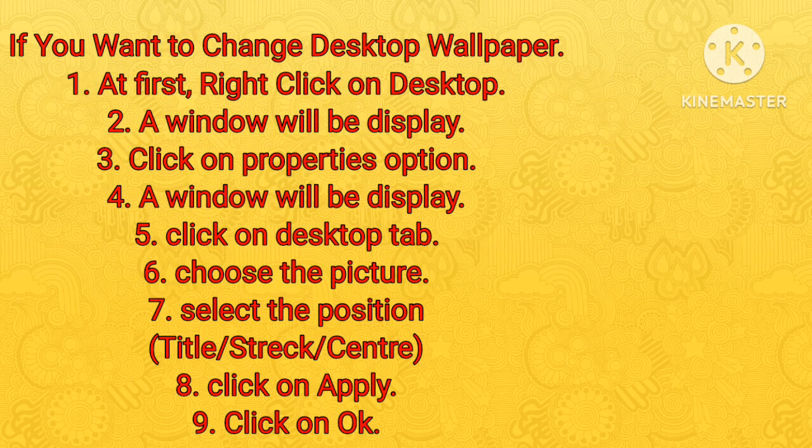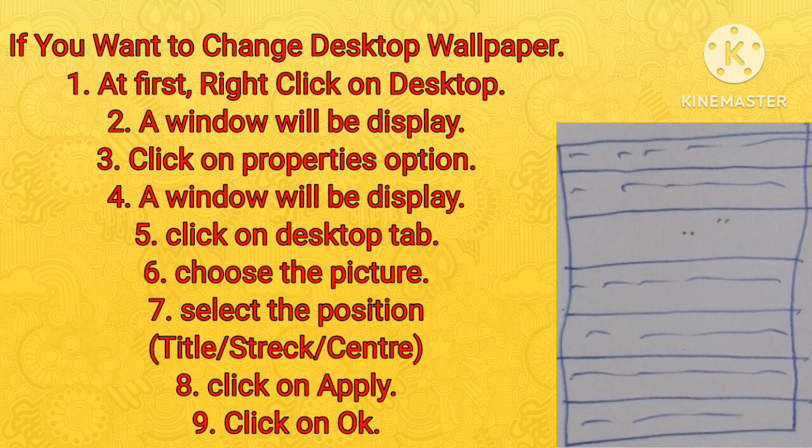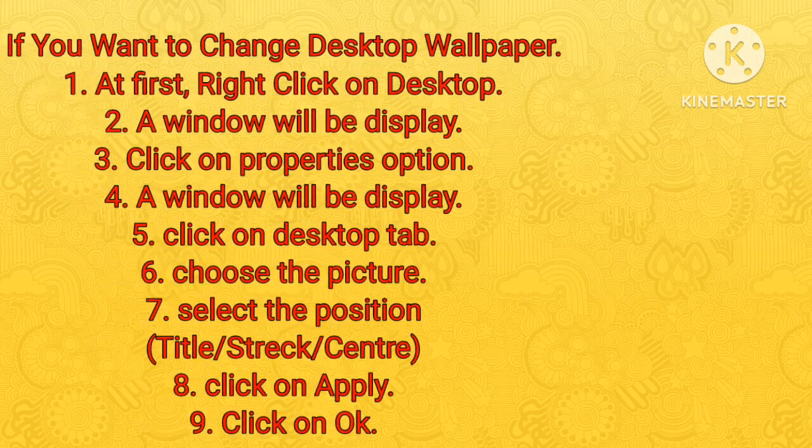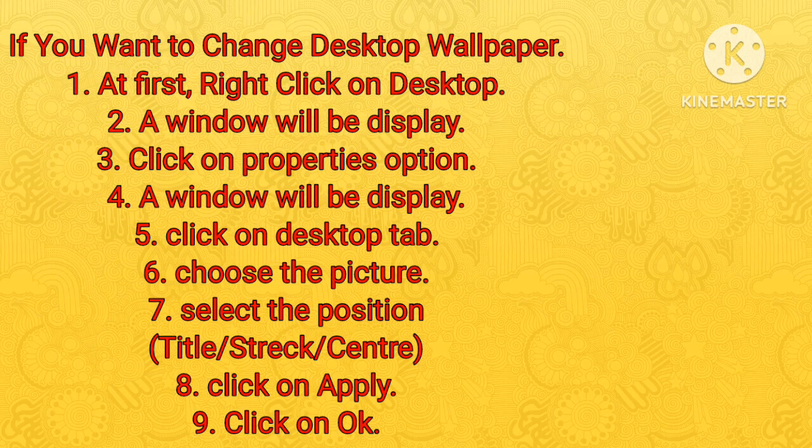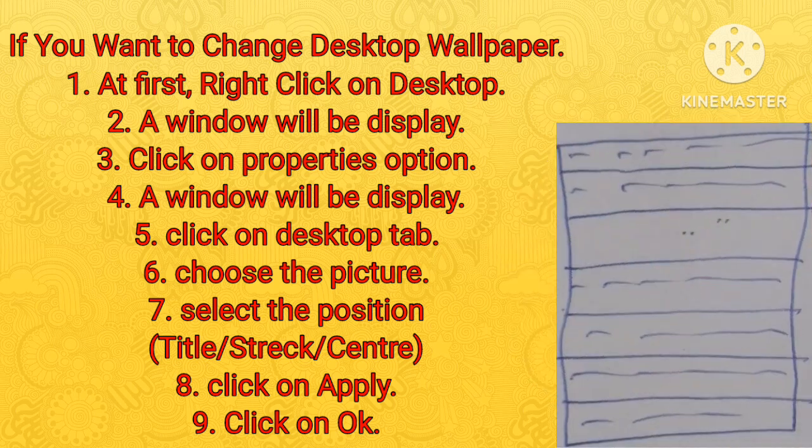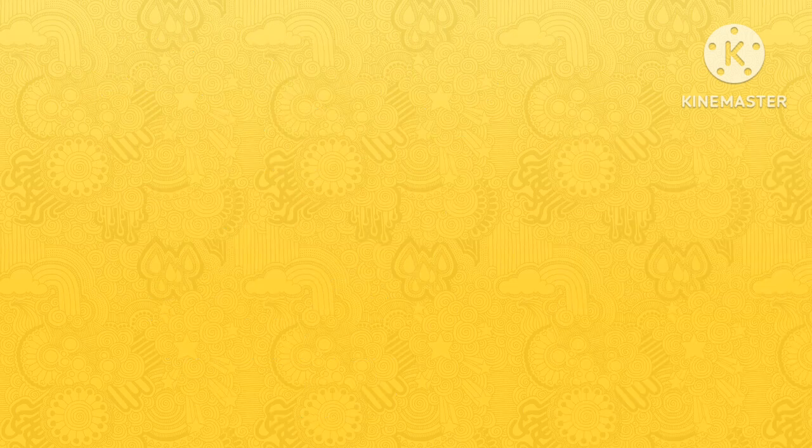If you want to change desktop wallpaper, at first right click on desktop. A window will be displayed. Click on Properties option. A window will be displayed. Click on Desktop tab. Choose the picture. Select the position like tile, stretch, center. Click on Apply option. Click on OK.